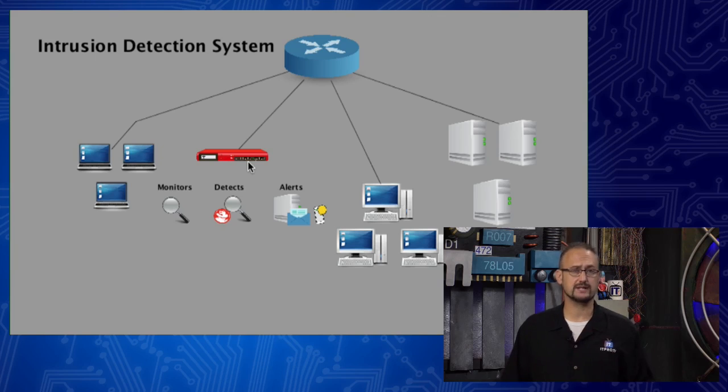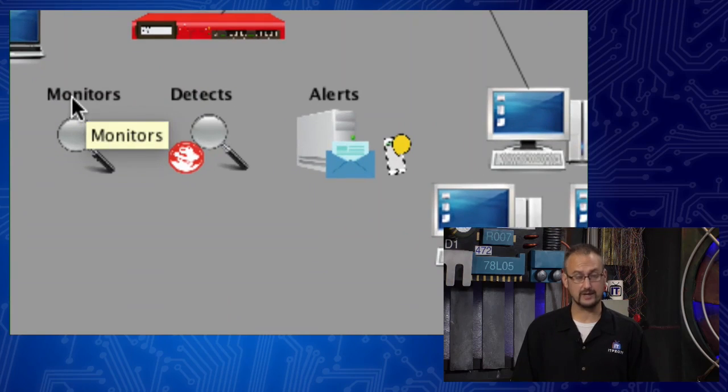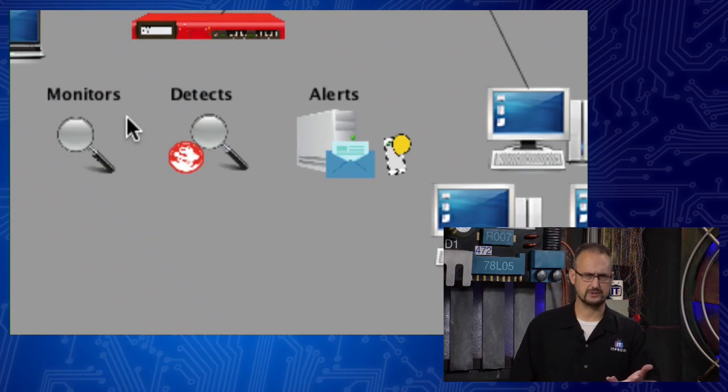The intrusion detection system is really more of a passive device. It sits out on your network and does primarily three things. It monitors for signs of an intrusion, just like the name implies. It detects, hopefully, that's the goal. And then it also sends out an alert, whether it be some kind of email or SMS message.